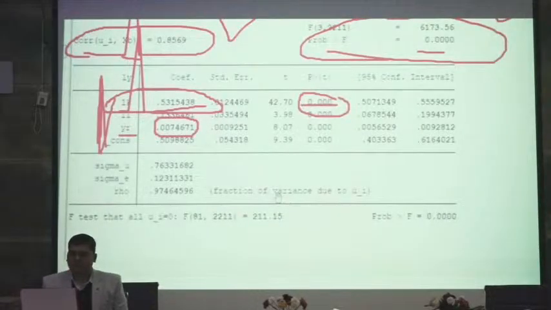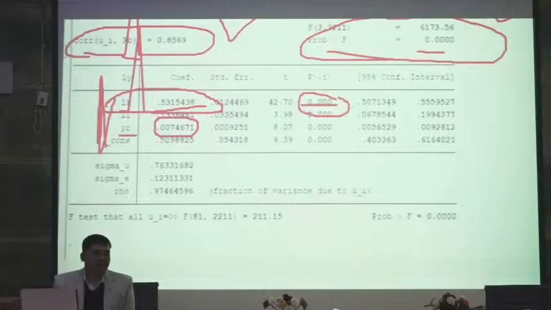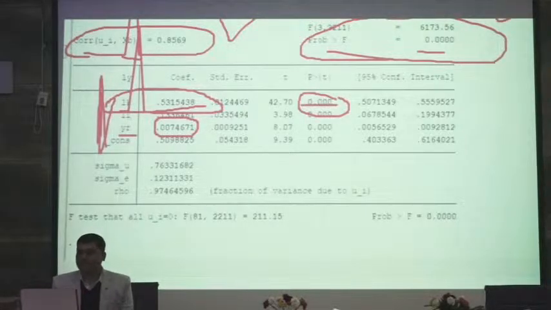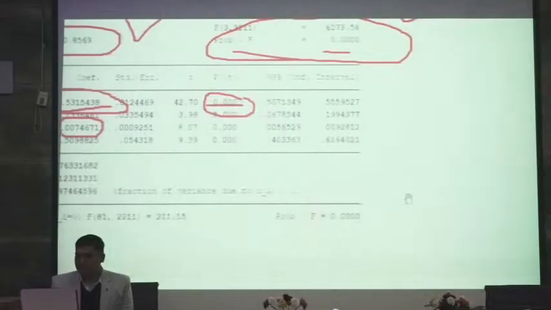Okay. So this is the coefficient of YR. What does it mean? It means 0.7% GDP is increasing yearly. Yearly 0.7% GDP is increasing annually in each country.